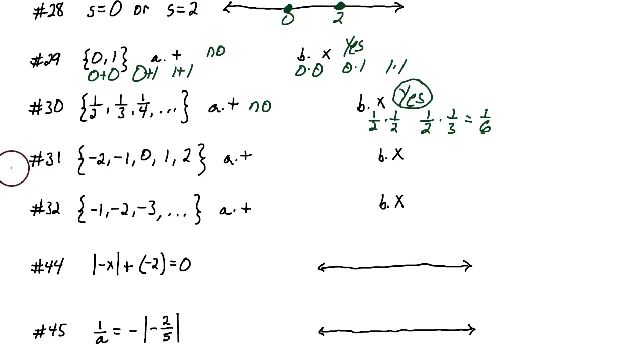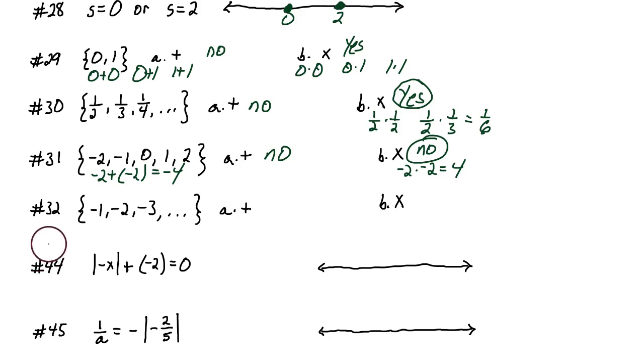Number 31, let's check addition. -2 add -2 makes -4. That's not in that set. We know the answer is no. Let's check multiplying. -2 times -2 makes +4. That's not in the set. The answer is no.